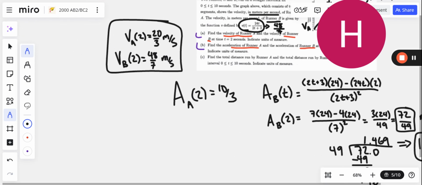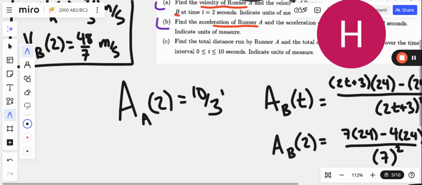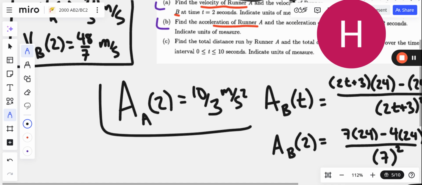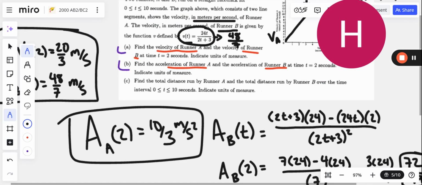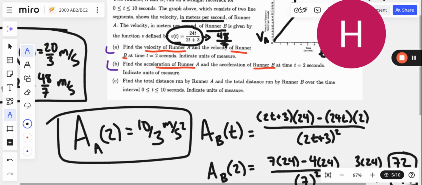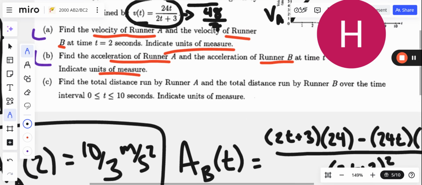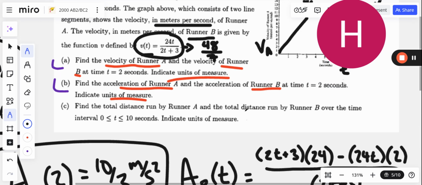And for this other one, it's very clearly 10 thirds, or if you want to call it, 3.3 repeated, that's fine as well. Meters per second squared. Okay. Yeah, so it says indicate units of measure. That means you really need to put those units, otherwise you can probably lose a point on each of those, which would suck. Find the total distance run by runner A and the total distance run.